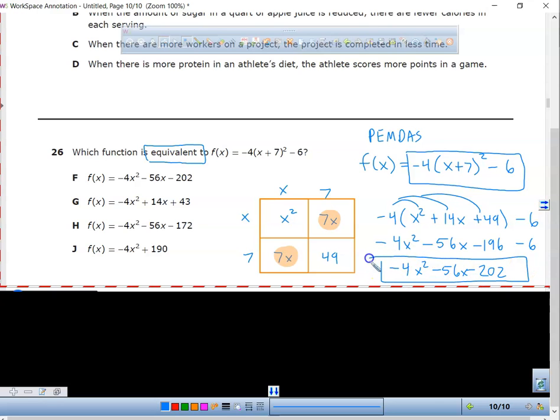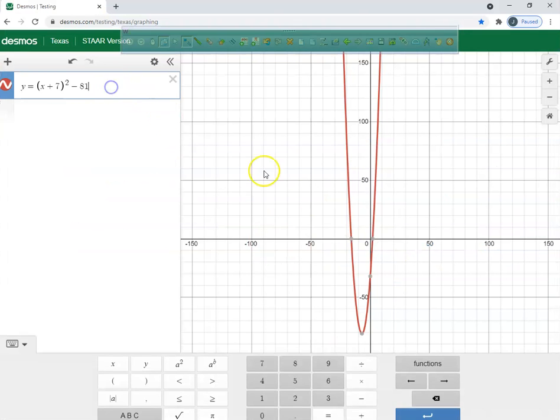Everybody see our final answer choice? You're like, golly, that's a lot of math. Well, you know what you could do? Just type it in Desmos. Honestly, this is what they want you to know how to do. All right, but this is what you could do.